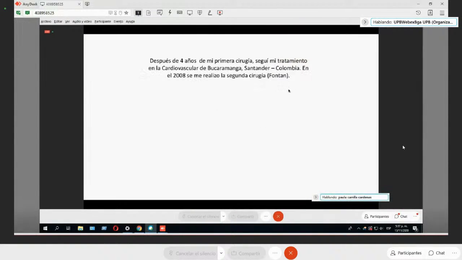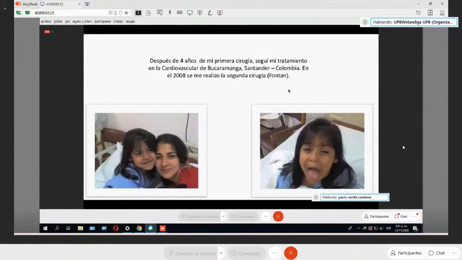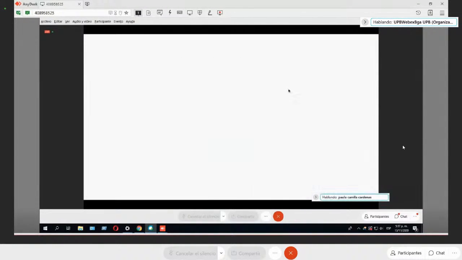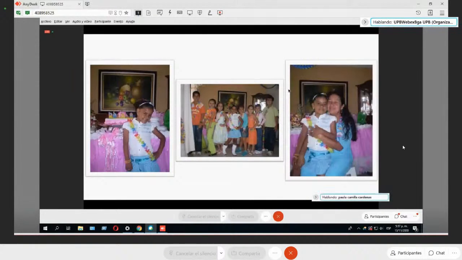Now her life has been normal, but at age 8, it was necessary to have the second surgery, which was the Fontan, done here at Fundación Cardiovascular. Then we met Dr. Javier. He was with us 100% all the time. Even though we live in a distant town, we come back to him for consults.